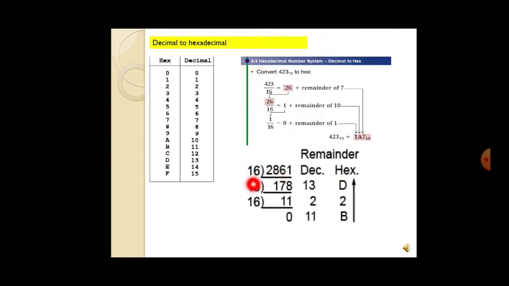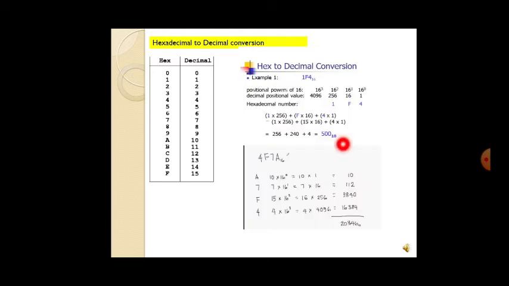2861. We're going to divide it by 16 to get the hexadecimal number. So, hexadecimal to decimal conversion. Here we are going to have a hexadecimal number, and we are going to convert it to the decimal number.